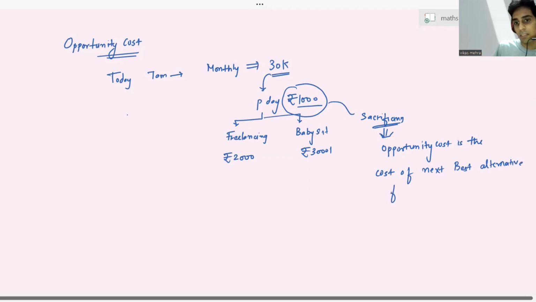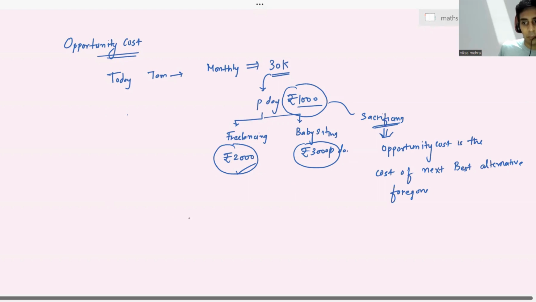Alternative foregone. It means in order to go to the office, in order to earn 1000 rupees, you are obviously foregoing something, and you have two alternatives in this context. Either do the freelancing or do the babysitting. So in case one, you are getting 2000, and in case two, you are getting 3000. So opportunity cost means the next best alternative. Obviously if you don't go to the office, definitely you will be doing babysitting, because via babysitting you can earn 3000 rupees per day. So that is your opportunity cost.